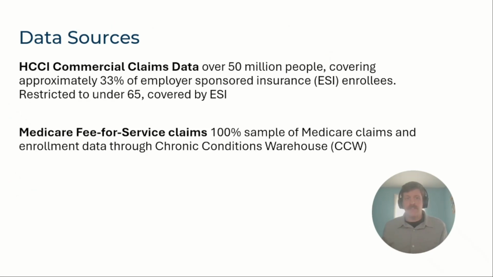We measure prices using two data sources. The first is HCCI's commercial claims database, which includes data from employer-sponsored insurance plans. We also measure the same prices in Medicare fee-for-service claims. Using two different data sets gives us a broad view across age groups and payer types, and also allows us to compare prices in public and private insurance.